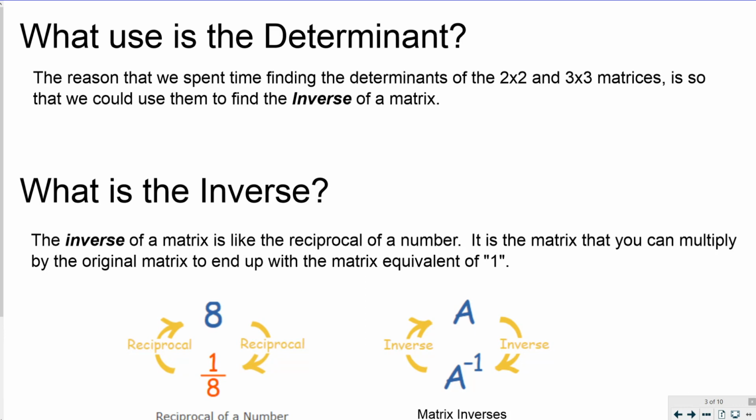So what use is the determinant? We are going to use the determinant in order to find the inverse of the matrix. To find the inverse, we take the reciprocal of the matrix's determinant, and that is going to help us calculate the inverse. For example, if you take the reciprocal of a number like 8, it would be 1/8. If you take the inverse of a matrix, we write it as A to the negative 1, and that has a process for a matrix.